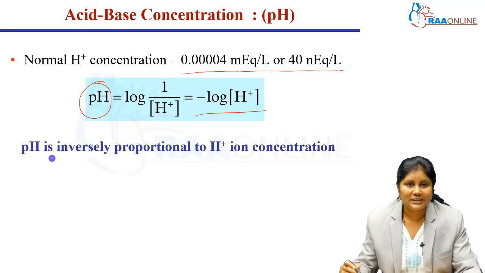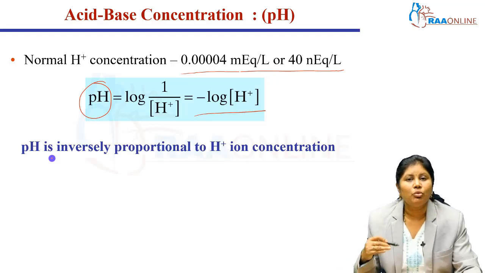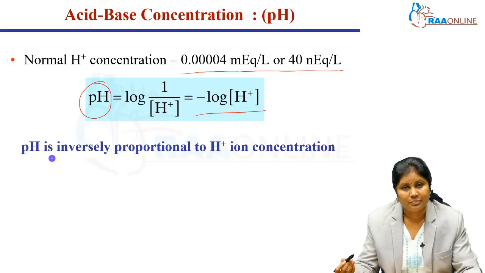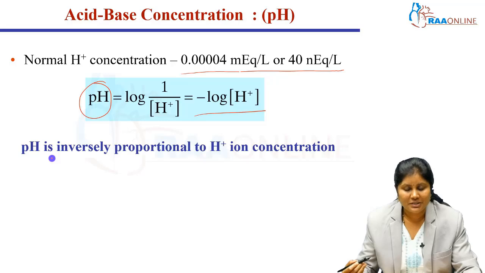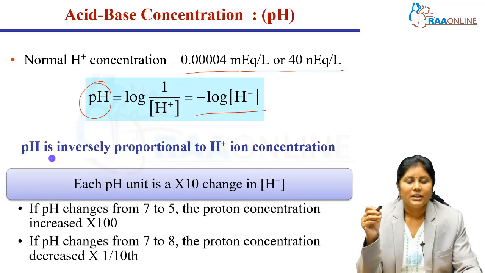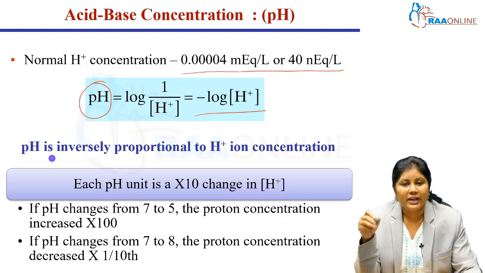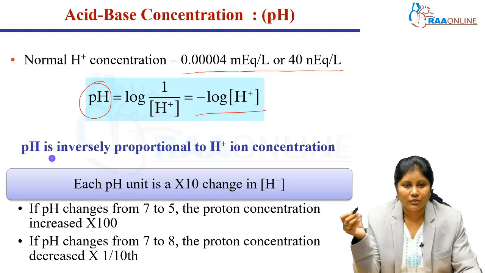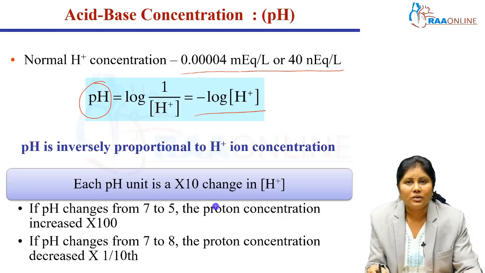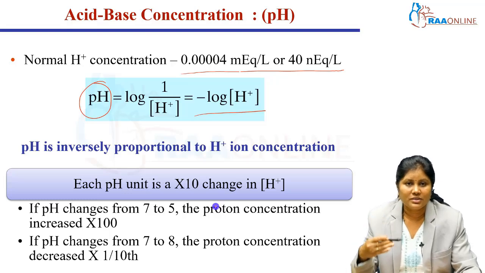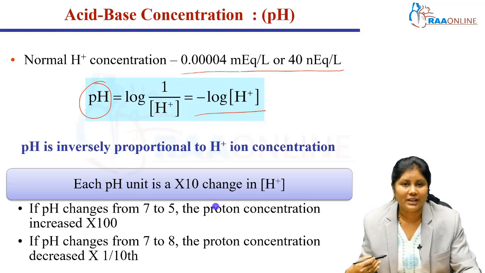If the pH is less, then it means there is more hydrogen ion concentration in the blood. If the pH is more, then there are less H plus ions. Each pH unit is actually a 10 times change in the H plus ion. Say for example, if the pH changes from 7 to 5, then the proton concentration changes by 100 times. That means from 7 to 6, 10 times, 6 to 5, 10 times.